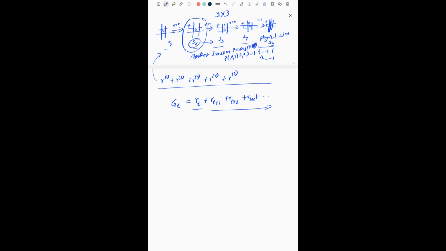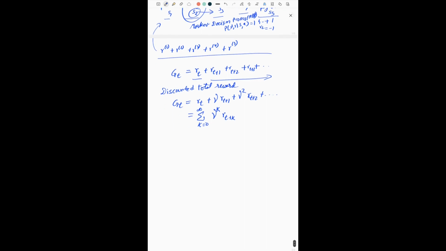So in such cases we use a discounting technique. We calculate something called the discounted total reward. We discount the rewards of each time step: R_t plus gamma R_{t+1} plus and so on, which equals the sum from k equals 0 to infinity of gamma^k R_{t+k+1}. These rewards are not yet obtained, so we take the expectation of these rewards. So the expected total reward G_t.